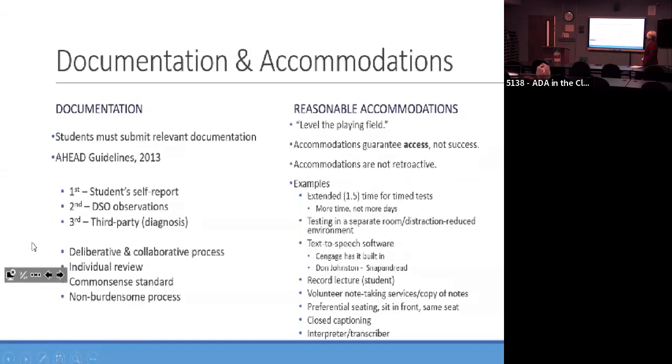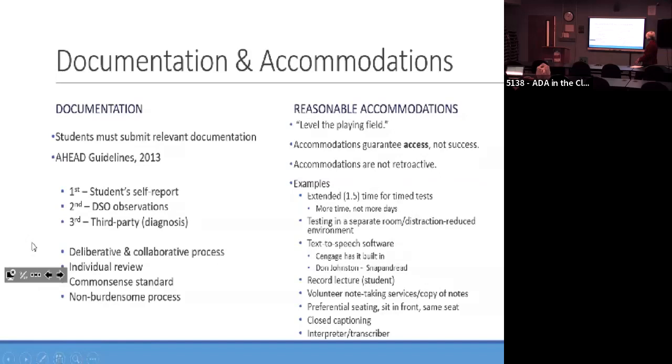Testing in a separate room. Text-to-speech software. Software is getting better over the years, and a lot of Cengage products have it built in, which makes it easier for everyone. We also have a campus license for Don Johnston Snap and Read. It's on the disability webpage. Anyone with a Blue Ridge email can access that free of charge, so faculty, staff, students, anyone. They don't have to be registered with me in order to use it, because that's universal design for learning.